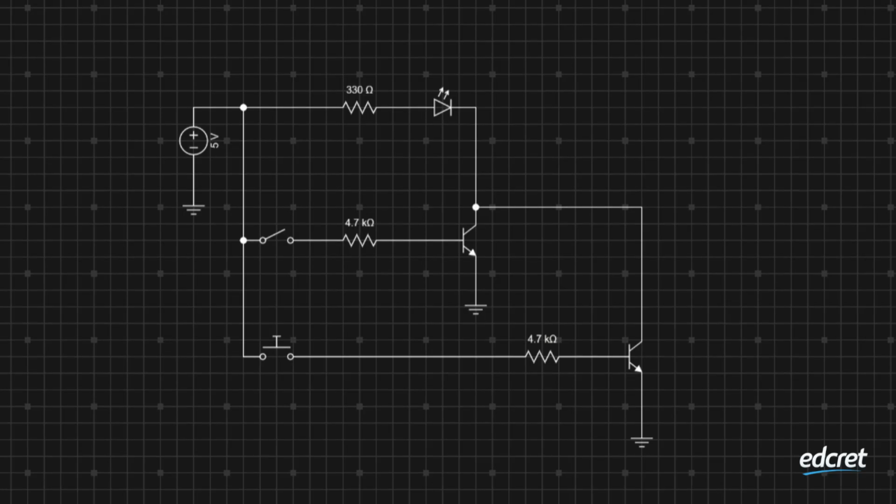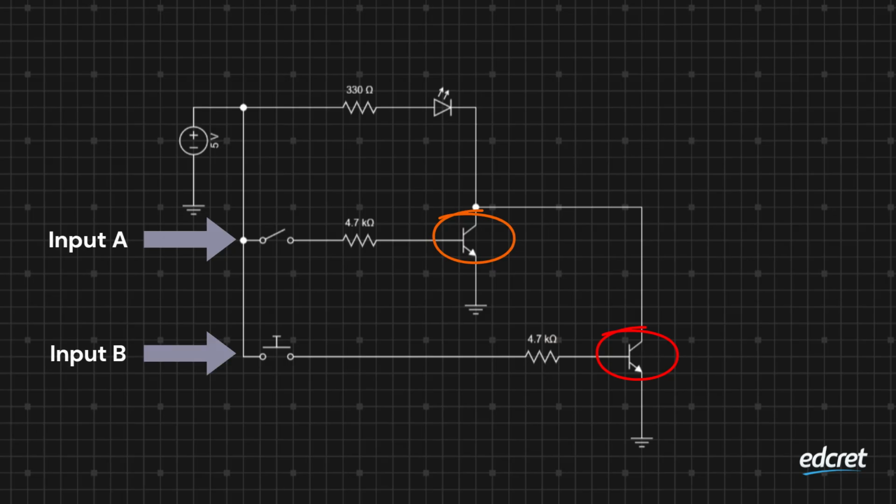First, let's look at the circuit in simulation. Here we are using two NPN transistors. Each transistor represents one input of the OR gate. Input A is connected to the base of the first transistor. Input B is connected to the base of the second transistor. The LED represents the output.